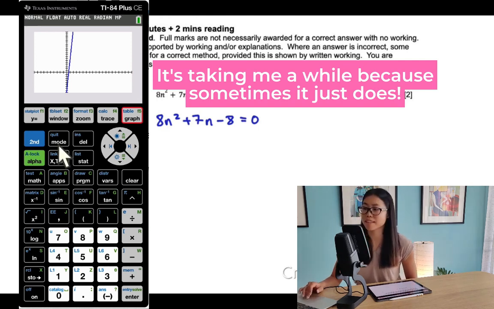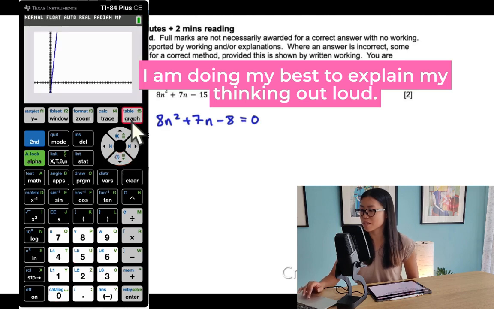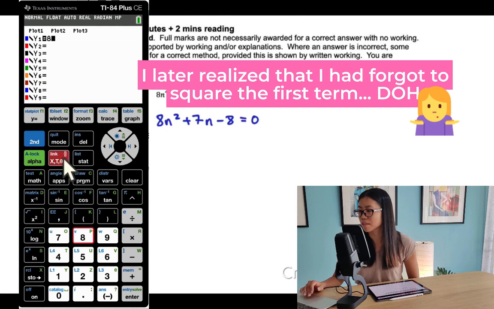Okay, so I can see that my vertex is way up somewhere in the positive x. It's still way higher, so I need to change my window settings again. Let's change the x maximum to 50, and let's change the y maximum to 50 as well. One hour later. Oh boy, okay.